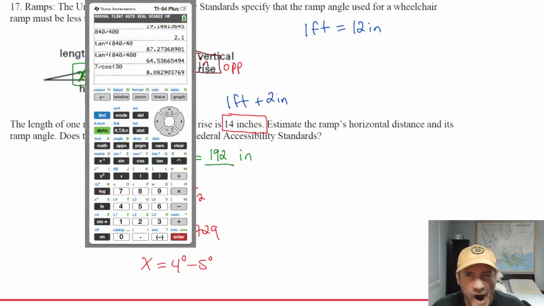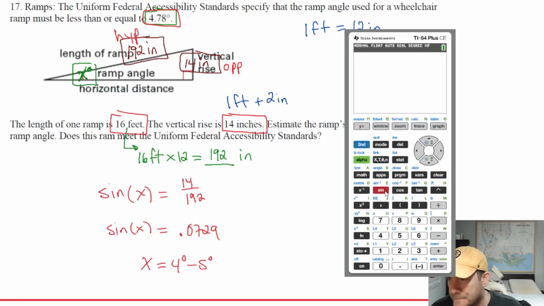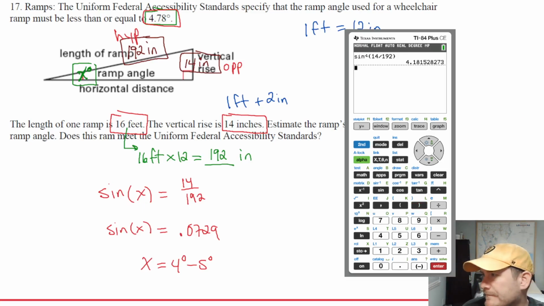Alright, so we want inverse sine of 14 over 192, I guess. Alright, what do we get? 4.18. So that's quite small.